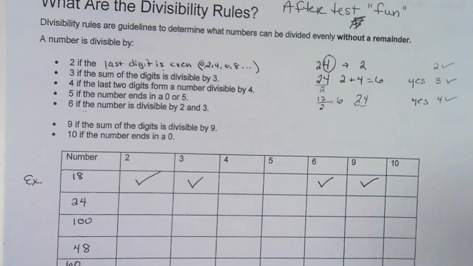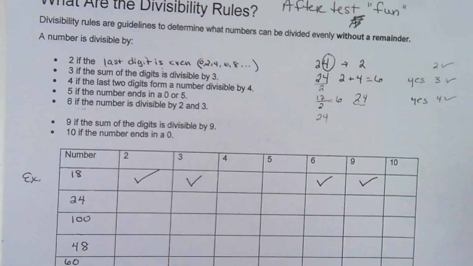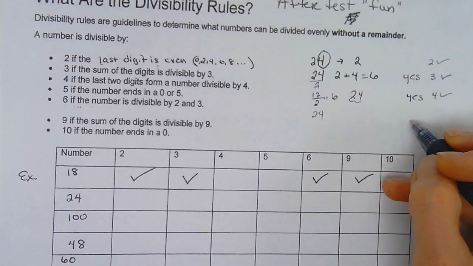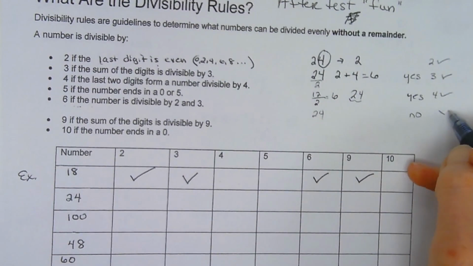5. Does 24 end in 0 or 5? No, the last digit is not 0 or 5, so no, this is not divisible by 5.